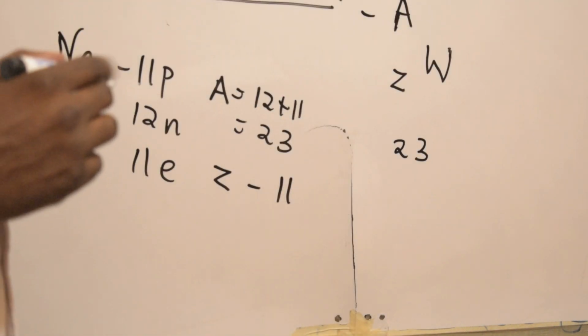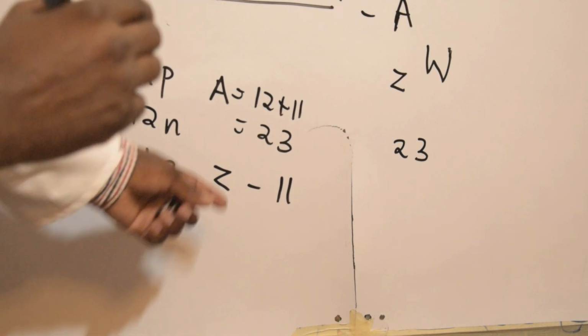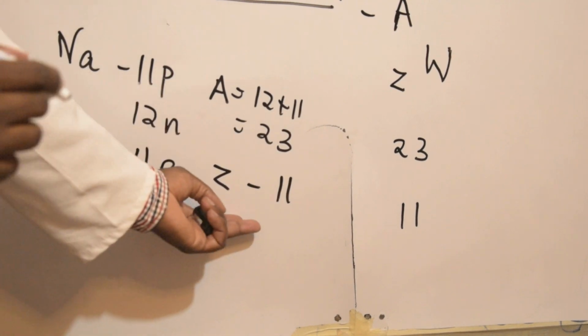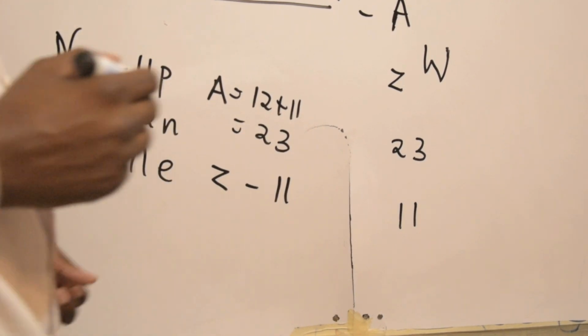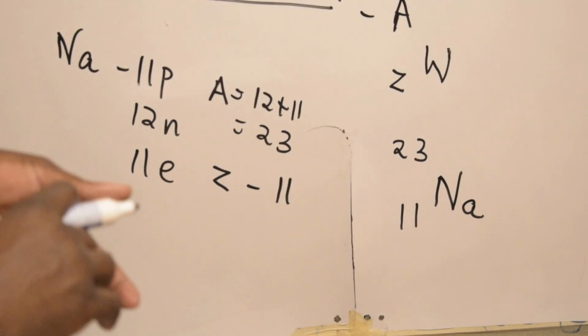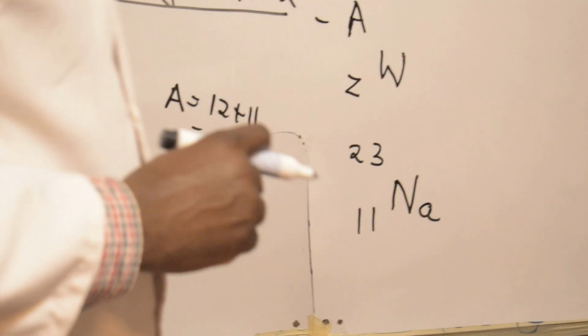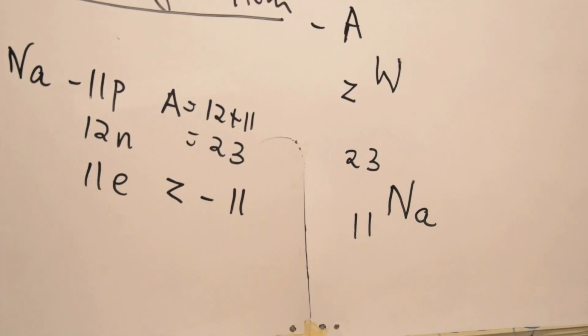The mass number is 23. The atomic number is 11. And the chemical symbol of sodium is Na. Look at that: 23, 11, Na. That's what we're talking about.